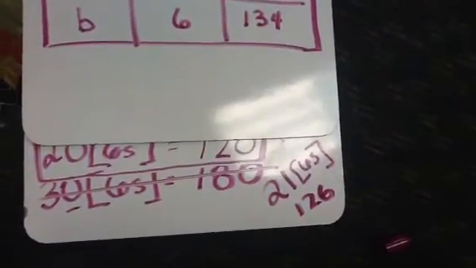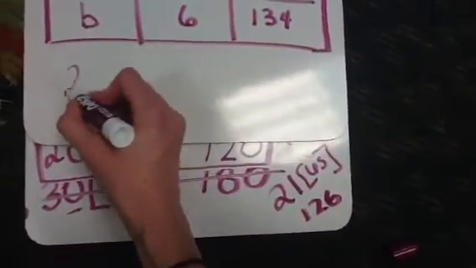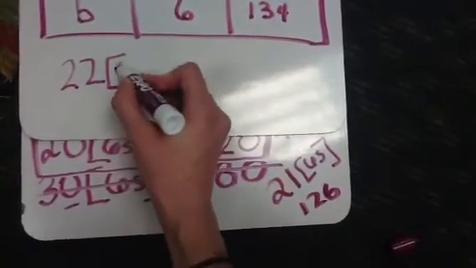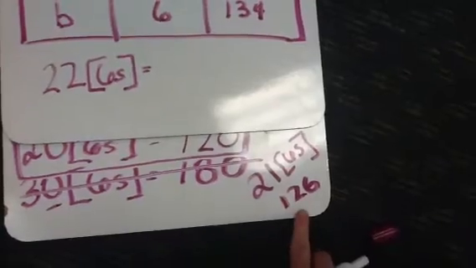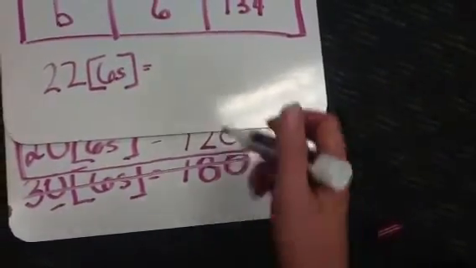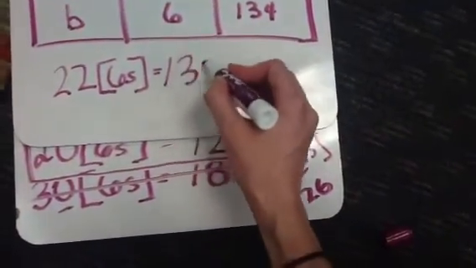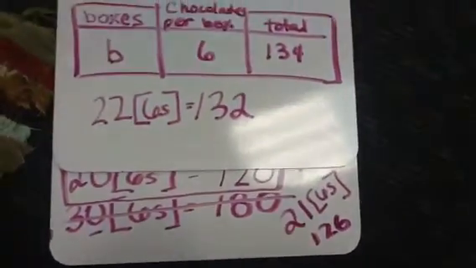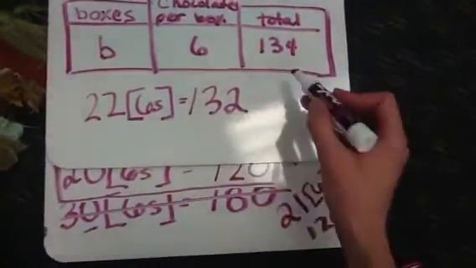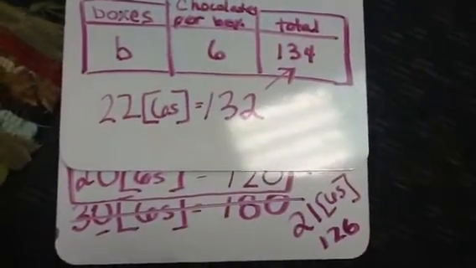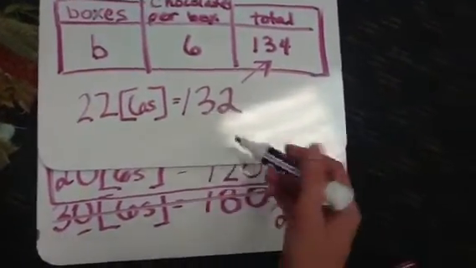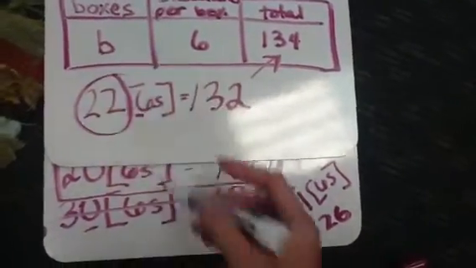Could I do 22 sixes? 22 sixes would be 126 plus 6. I know that is 132. Wow, I'm really close now. Remember, I'm trying to find the total number of boxes needed for 134. I would need 22 boxes.